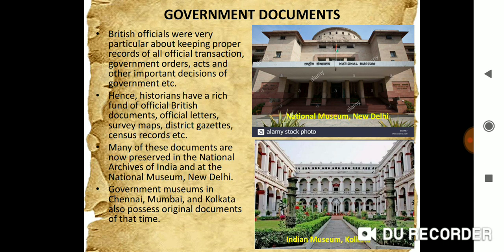Government Museums in Chennai, Mumbai and Kolkata also possess original documents of that time. So some documents are also there in museums. The Chennai museum is there, Mumbai is also a very important museum, and the Calcutta museum is very famous. And they also maintain the original documents.